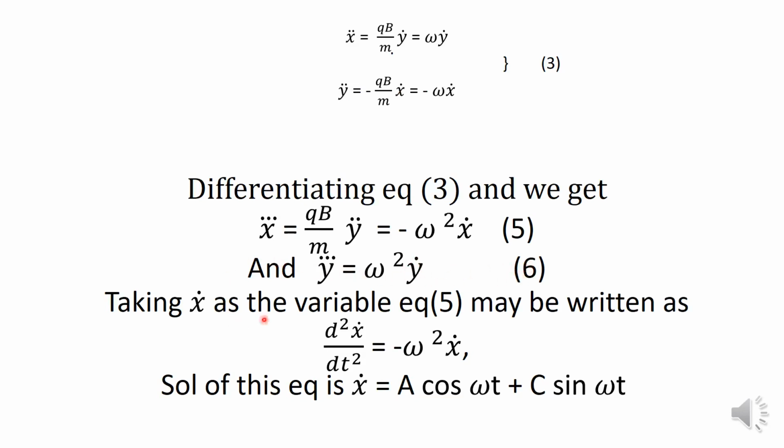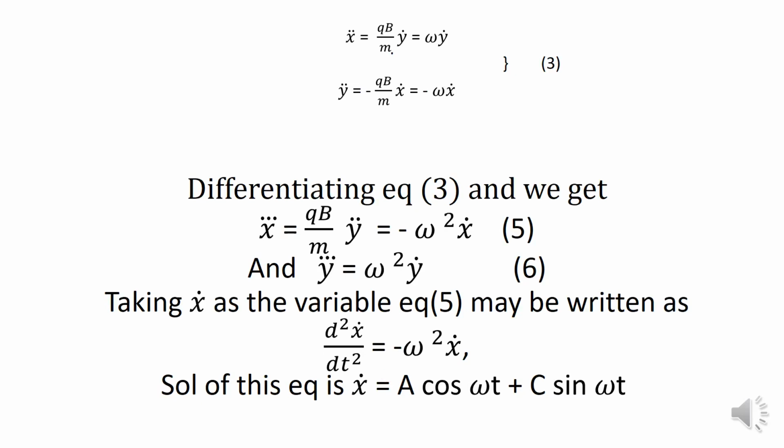Now taking x dot as the variable of equation 5, we may write d square x dot by dt square is equal to minus omega square x dot. Instead of x dot, if we suppose this is equal to say x, then d square x by dt square is equal to minus omega square x. This is nothing but the equation of simple harmonic motion. By the same treatment, the solution of this equation is x dot is equal to a cos omega t plus c sin omega t.